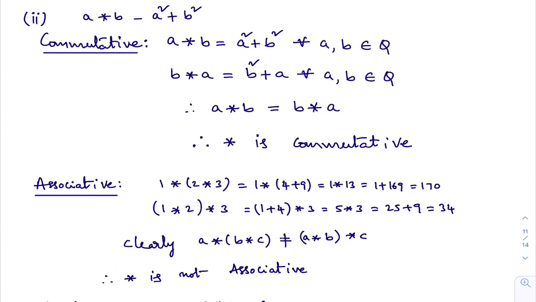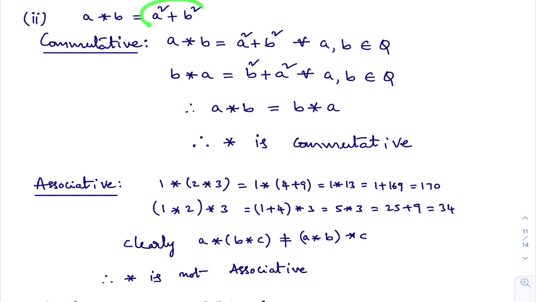In the second bit, they have given that A star B equal to A square plus B square. Now you need to check whether this star operation is commutative, associative, all those things. Commutativity. What is A star B? A star B is A square plus B square, where A and B are rational numbers. Okay. Now B star A. B star A is B square plus A square.